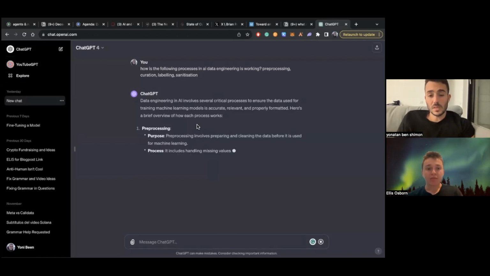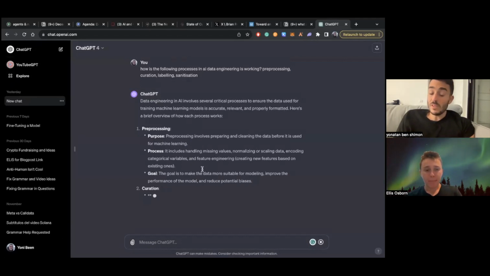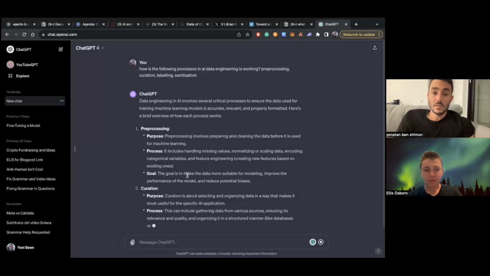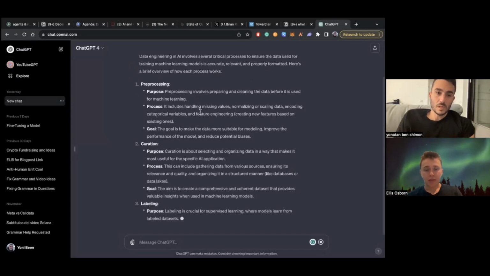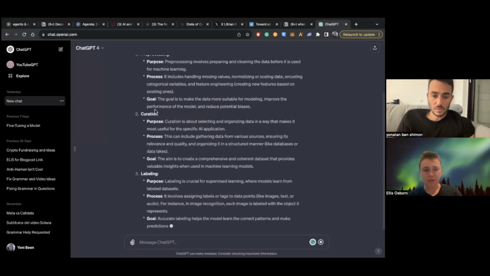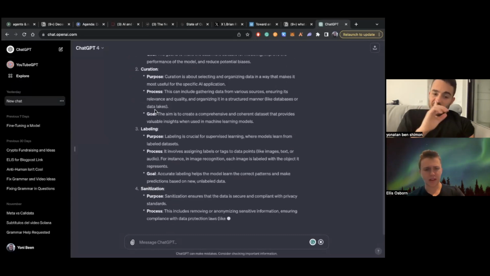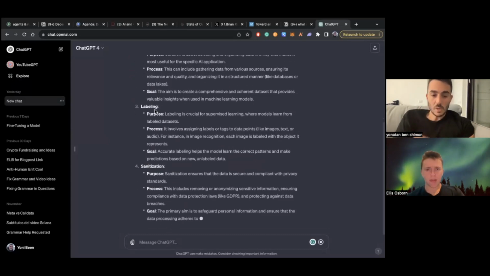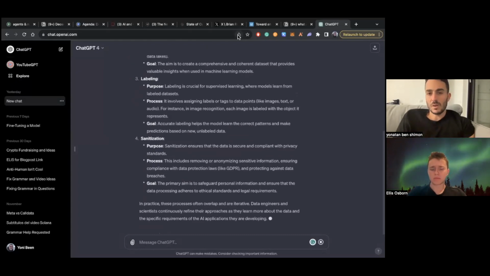Okay, pre-processing: handling missing values, normalizing and scaling data. Definitely all of those things can be done by incentivization. Labeling is crucial. I think labeling is also being done through a tokenized model. I saw something where some of these things have higher value, some have lower value.